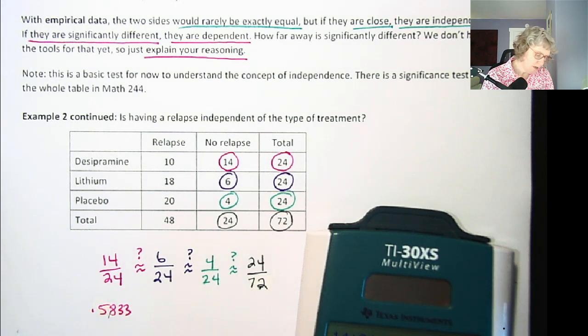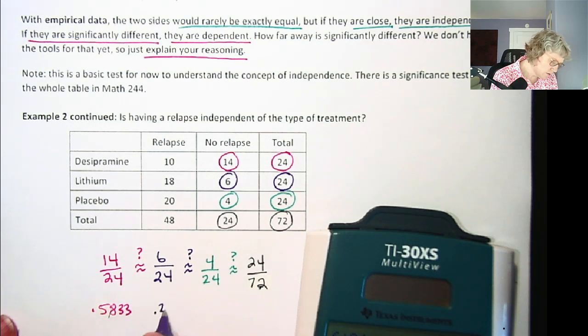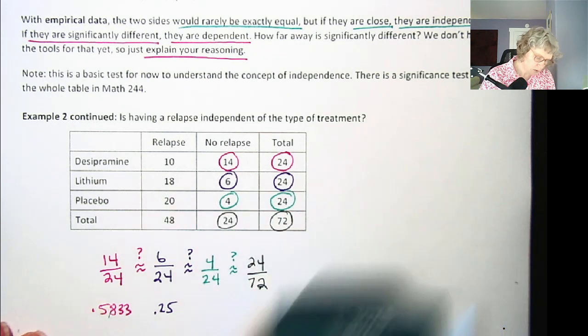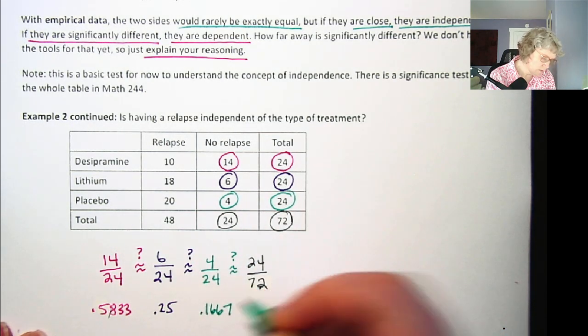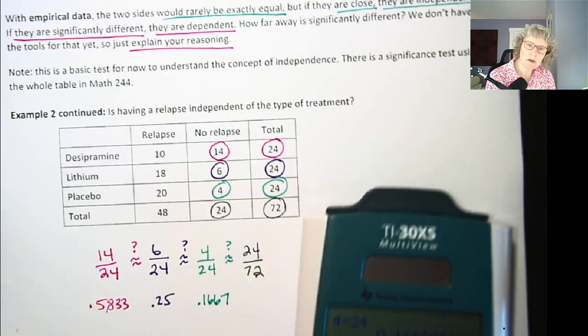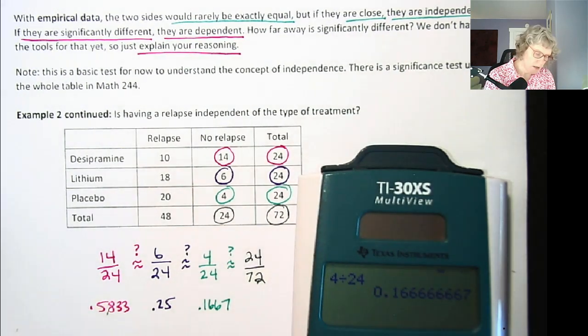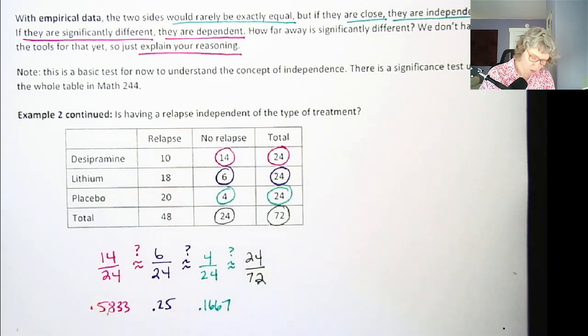0.5833, and then 6 out of 24 is 0.25, a quarter. 4 out of 24, success rate in the placebo group, that's 0.1667. So we were saying in the last video that's not very good. And 24 out of 72 altogether who didn't have a relapse. That's a third chance, 0.3333.